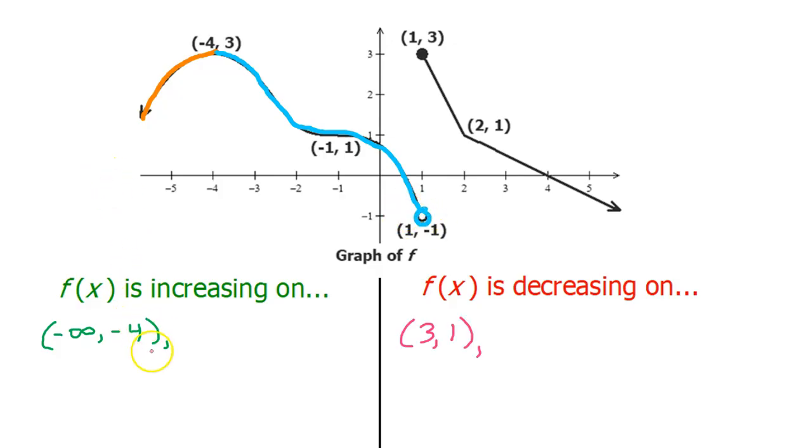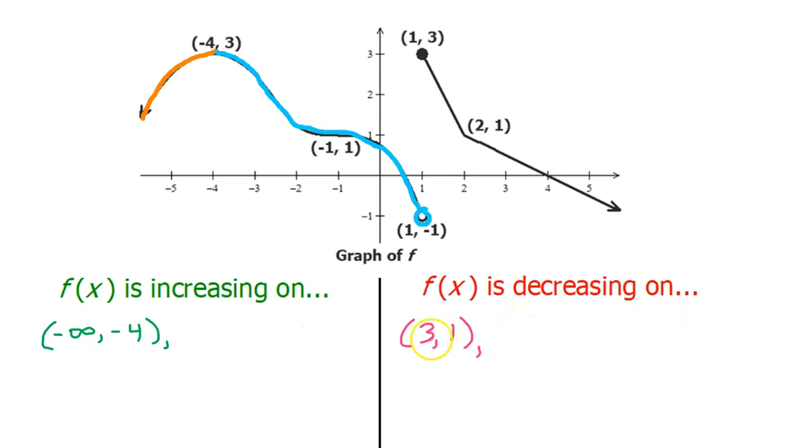Notice that I used a parenthesis, not a bracket, on the negative 4. That's because as we approach negative 4 from the left, f of x is increasing. After negative 4, f of x is decreasing. But right at negative 4, f of x is neither increasing nor decreasing. It's a horizontal tangent line. So negative 4 should not be included in the increasing interval. And we show that with a parenthesis. Basically, whenever you are doing intervals of increasing and decreasing, just don't use square brackets.